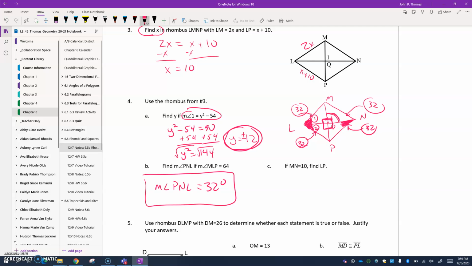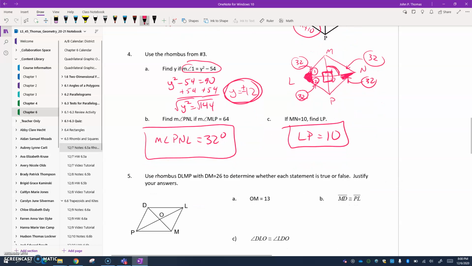If I jump down to C, C says MN is 10, so this side here is 10. Find LP. LP is this side here. I can just use the fact that if it's a rhombus, we know it's a parallelogram. On parallelograms, opposite sides are congruent, so LP would have to be 10 as well. We could also think of it as it's a rhombus, so all sides are congruent. Therefore, all the sides here are 10. Really, whichever way of thinking of it helps you the most. So that takes us through 4.